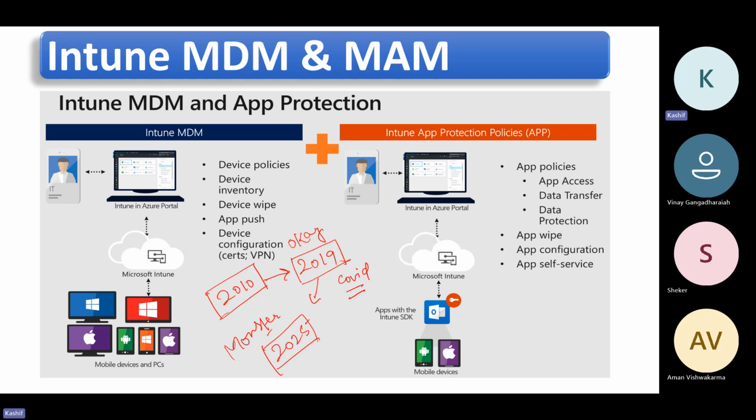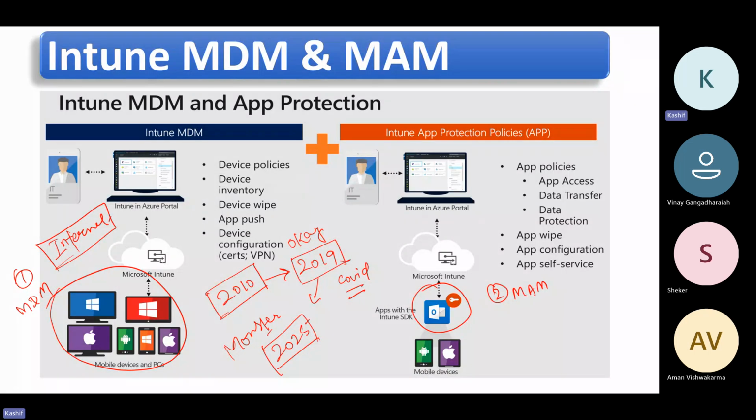Now, Intune works differently. Intune works over the internet. So Intune does not need any LAN connection, unlike SCCM. All the policies and everything will be deployed to the devices over the internet. So Intune does two things. First is MDM, mobile device management. And the second is MAM, mobile application management. This is the major functionality of Intune: MDM and MAM.